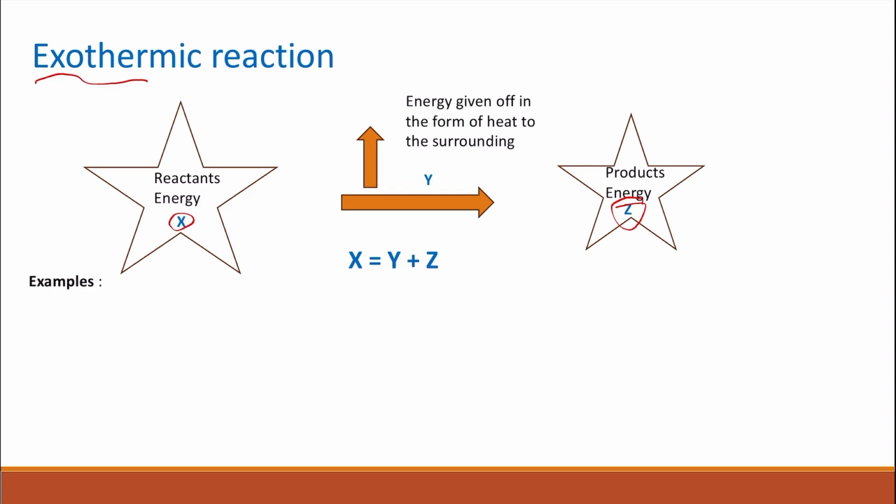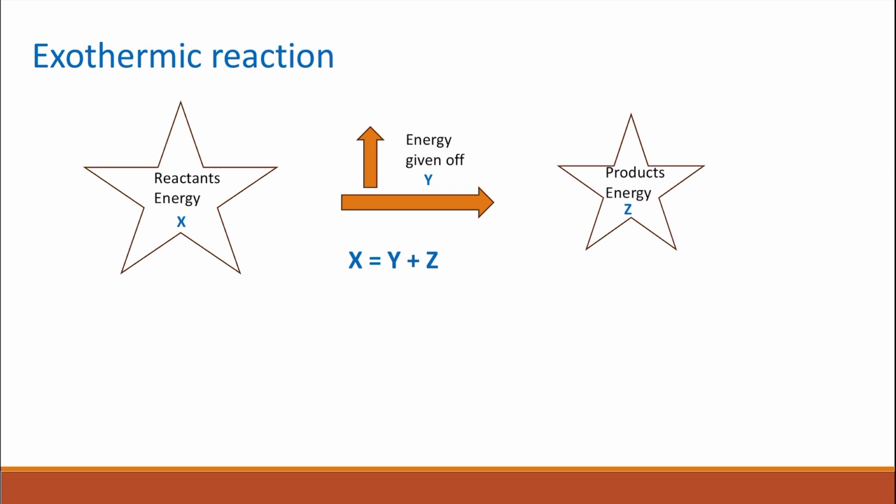There are some examples of exothermic reactions, like fuel burning. This will give energy, so this is an exothermic reaction. Also, we have the neutralization reaction, which is the reaction between acids and alkalis. It also gives heat, so this is an exothermic reaction. And finally, many oxidation reactions are also exothermic reactions. For example, adding sodium to water will give energy because oxidation of sodium here is an exothermic reaction.